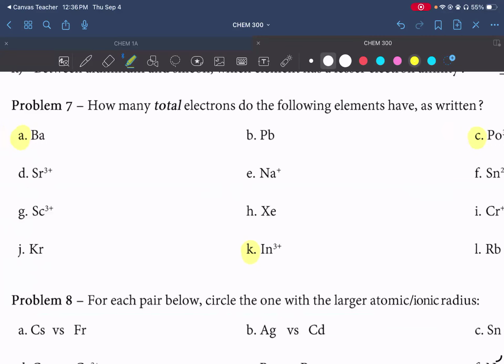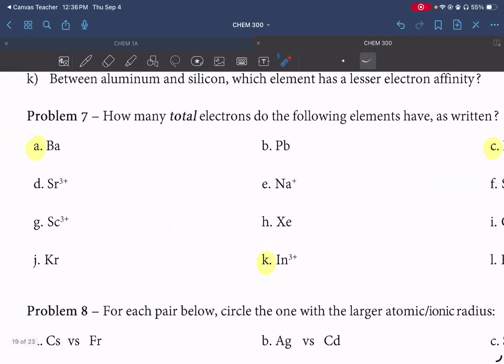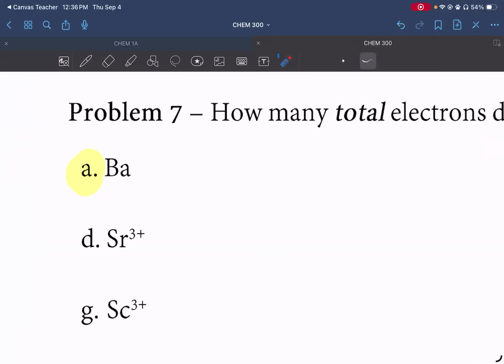Please notice that in some of these structures, they're positively charged or negatively charged. So if no charge is given, it's implied to be neutral. So take, for example, barium, Ba. Look for it on our periodic table. Ba, as in barium, is atomic number 56. As written, it's neutral. So all we're left to say is that it is 56 electrons.